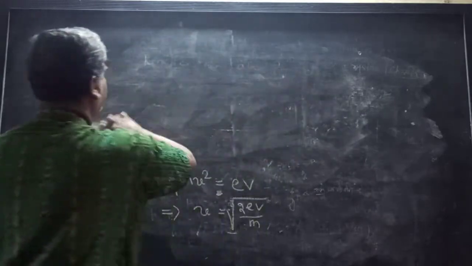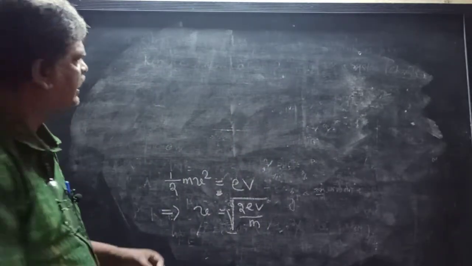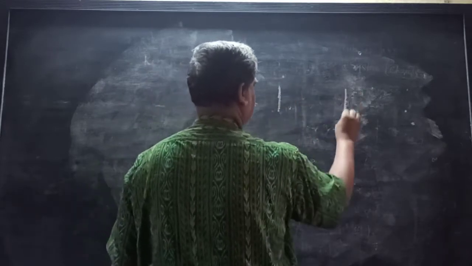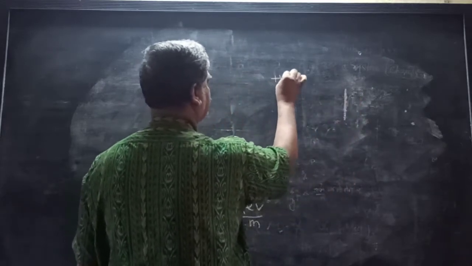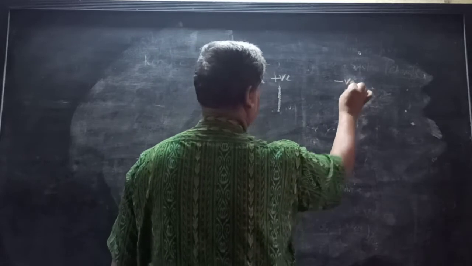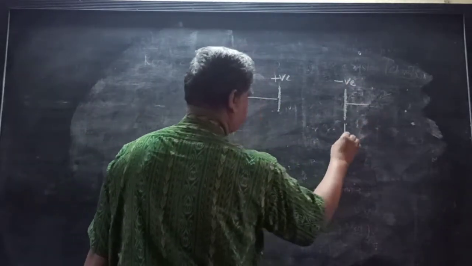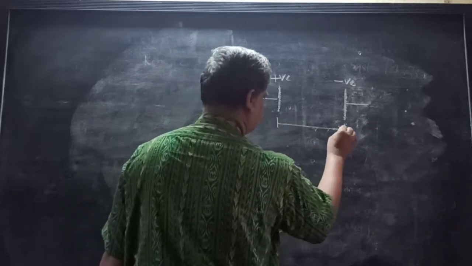Now suppose an electron between two electrodes. This is the positive plate and this is the negative conductor. This is the positive electrode, this is the negative electrode, and the potential difference between them is, let it be V.